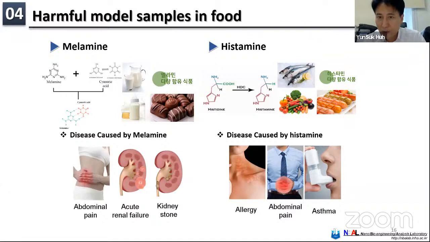And histamine is another example sample to monitor whether your fish or some food is spoiled or not. It is one of the biogenic amines. It's a very useful factor to decide whether food is spoiled or not. That's why we chose histamine as a model sample for detecting histamine in fish at the market or with a field technique.